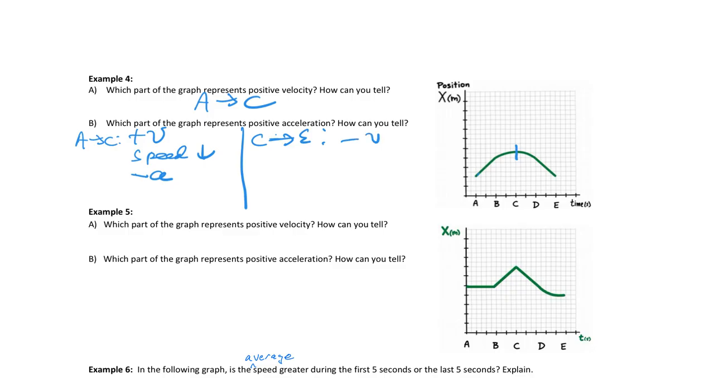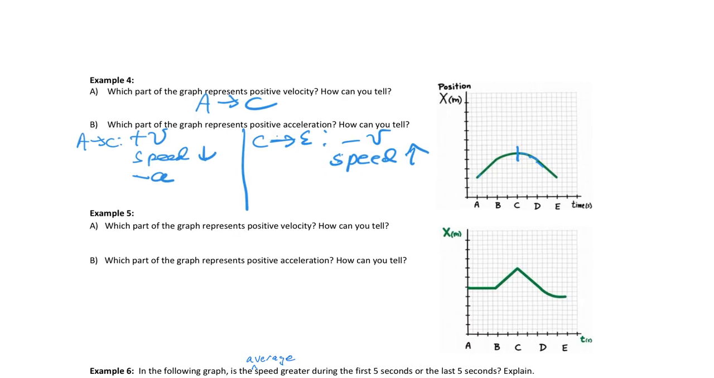Here we got negative velocity because it's going downhill and it's getting faster. It's getting steeper, so the speed is increasing, and that means the acceleration has the same sign. So no part has positive acceleration. Both sides have negative accelerations on that graph.